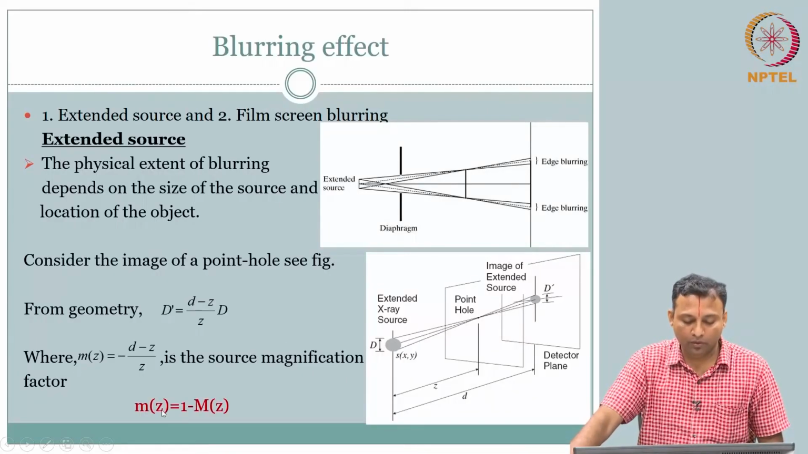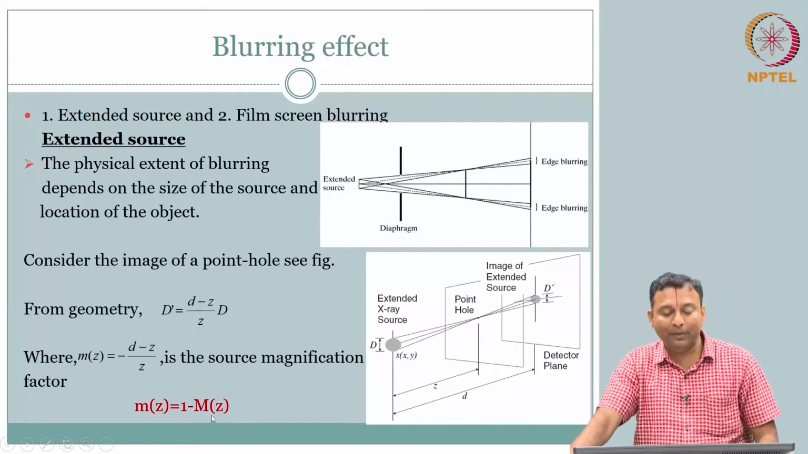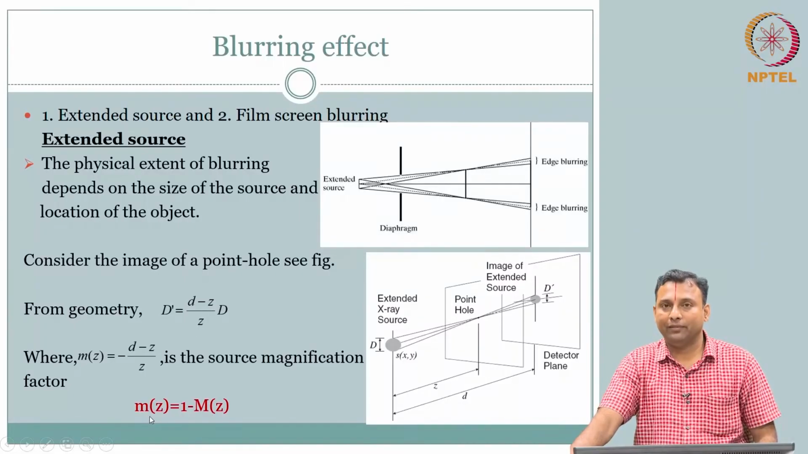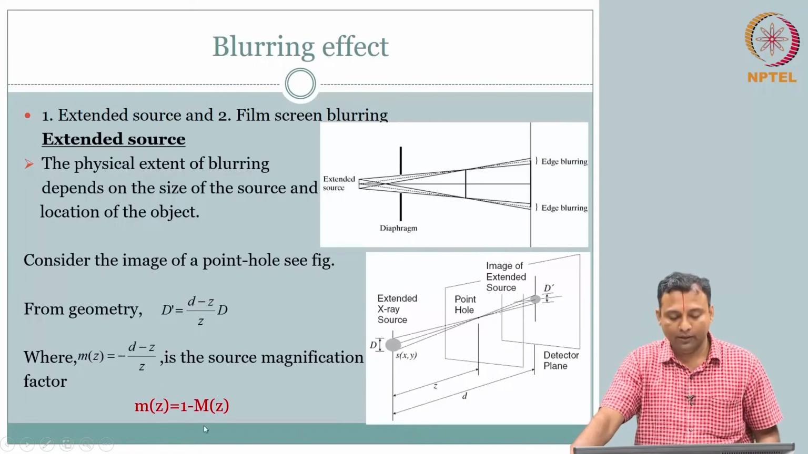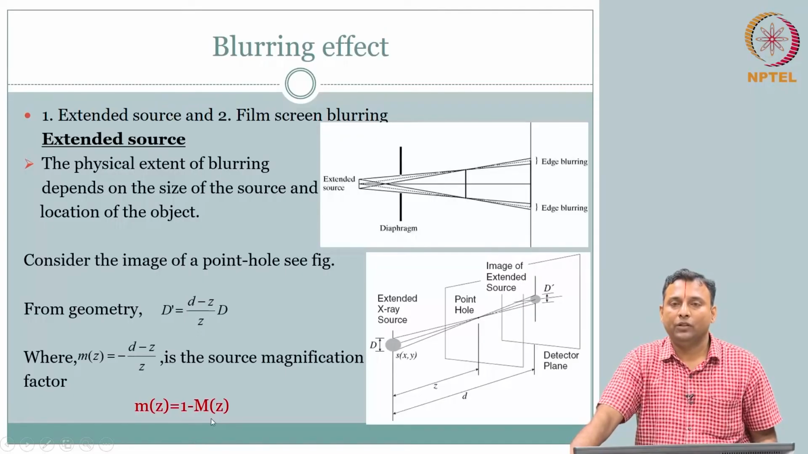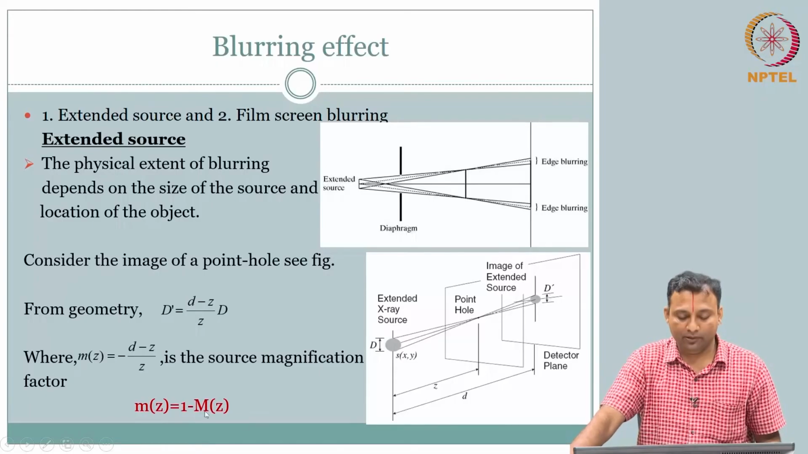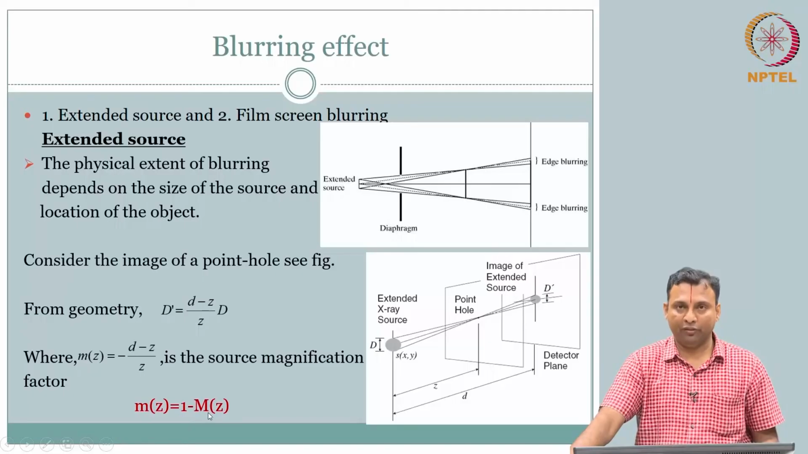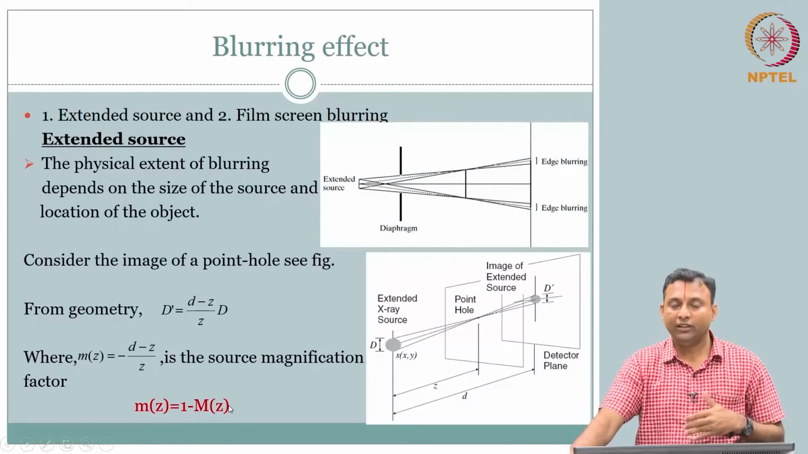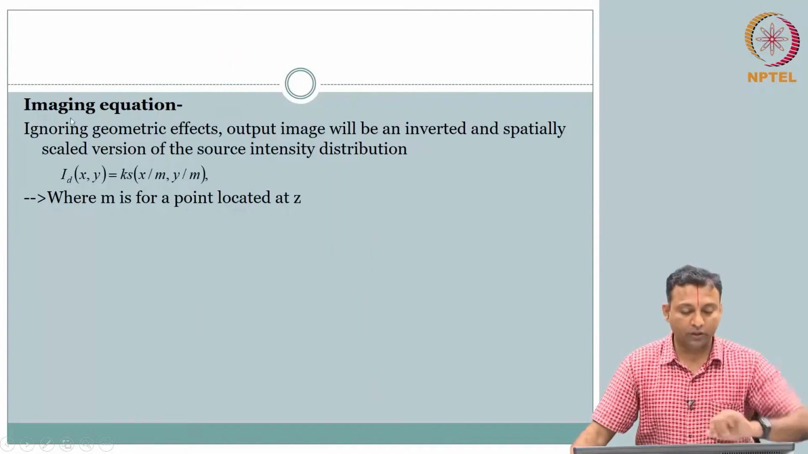Now we will write the relationship between depth dependent magnification and your source magnification factor. We can have this relationship because it is all in terms of d and z, so you can manipulate one in terms of the other. Our objective is that the extended source has an effect which leads to this magnification, which can be written in terms of your depth dependent magnification. All of the equations in your imaging we have already written, so we can quickly upgrade those equations.